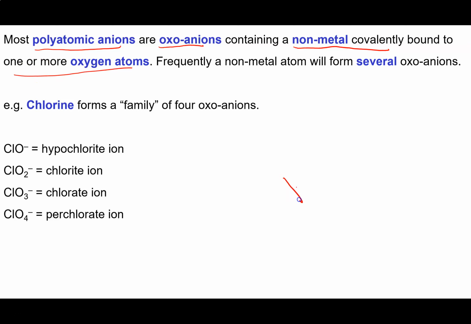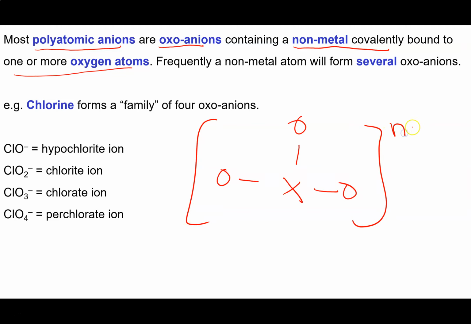What we're talking about is that we're going to have some atom in the middle here, and then, just like my first example there, they have a bunch of oxygens connected to them, and they're anions, so they have some kind of negative charge.